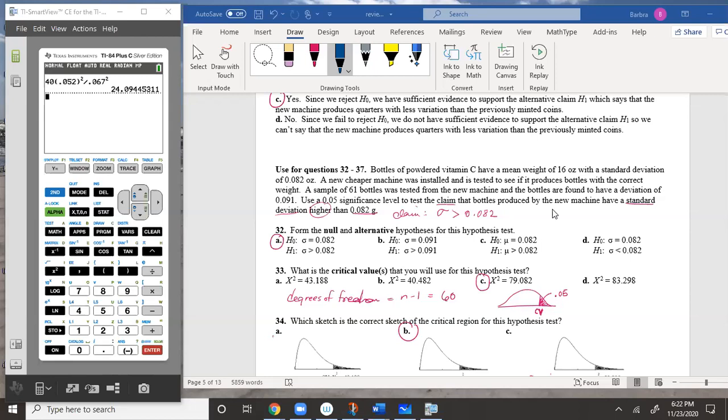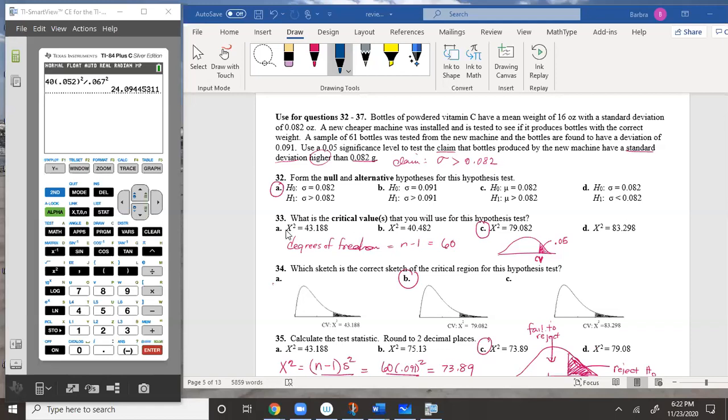The claim in this problem, underlined here, is that the new machine has a standard deviation, so that's sigma, higher, so that's greater than 0.082. Sigma is greater than 0.082. That's my claim. The null hypothesis is sigma equals 0.082, and the alternative hypothesis is sigma is greater than 0.082. So 32 is A. 33. Find the critical value.